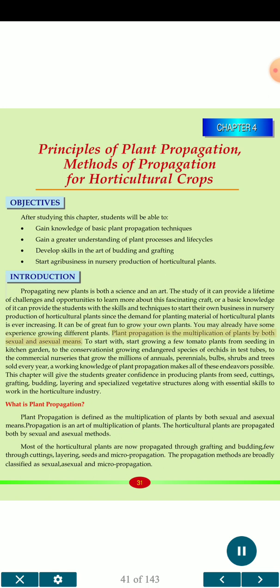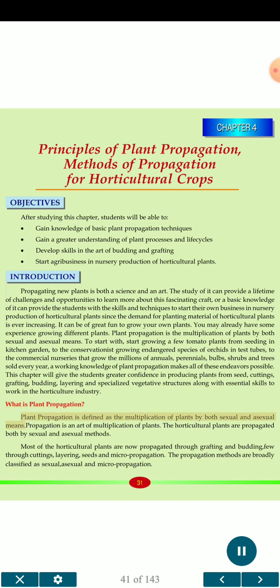Plant propagation is the multiplication of plants by both sexual and asexual means. It ranges from a few tomato plants grown from seed in a kitchen garden, to the conservationist growing endangered species of orchids in test tubes, to the commercial nurseries that grow the millions of annuals, perennials, bulbs, shrubs and trees sold every year. A working knowledge of plant propagation makes all of these endeavors possible. This chapter will give the students greater confidence in producing plants from seed, cuttings, grafting, budding, layering and specialized vegetative structures, along with essential skills to work in the horticulture industry.